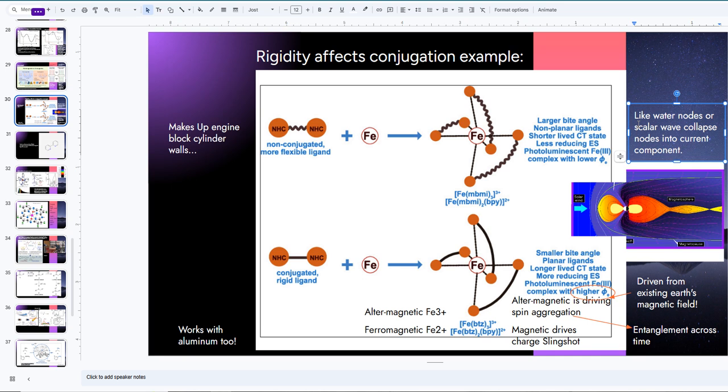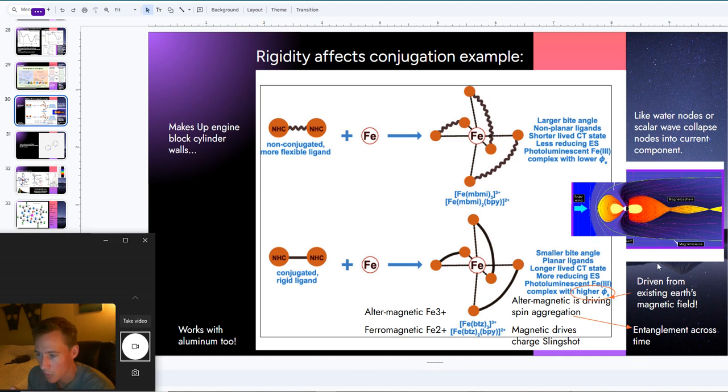So it's like the water nodes or the scalar wave collapse nodes into current with the magnetic field itself. If you burn a wire, collapse a scalar wave through a wire, if it doesn't vaporize the wire, it vaporizes the material, the insulator around the wire at these nodes, just like this magnetic field. Like this solar wind is hitting it, like the scalar wave is collapsing, and these are the magnetic field lines. It literally does the same thing. Okay?